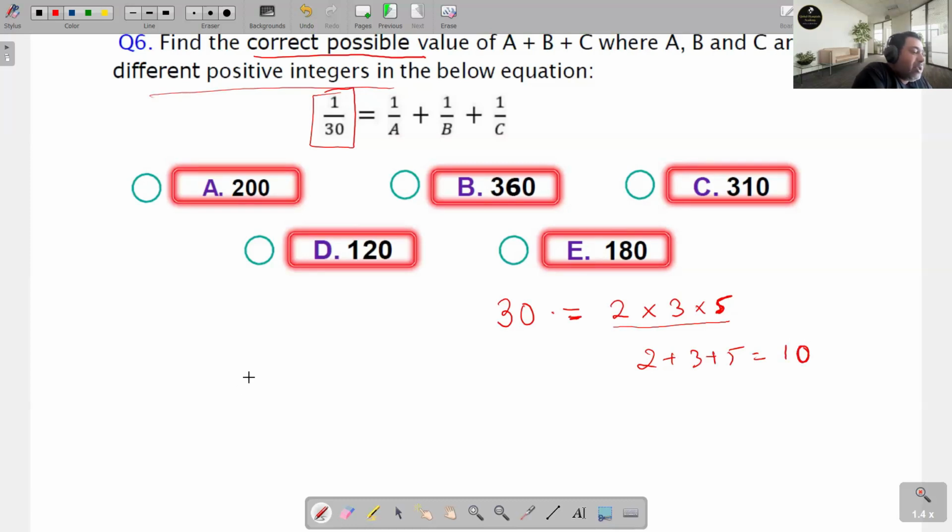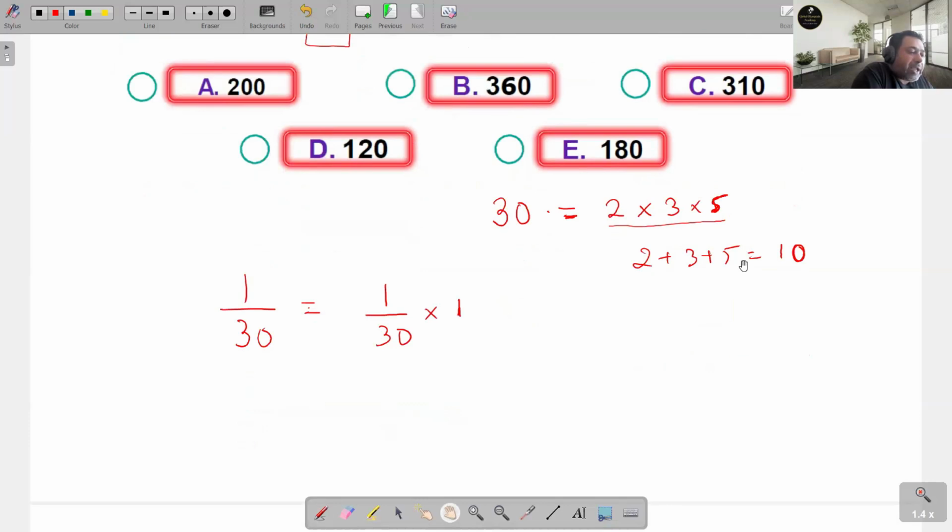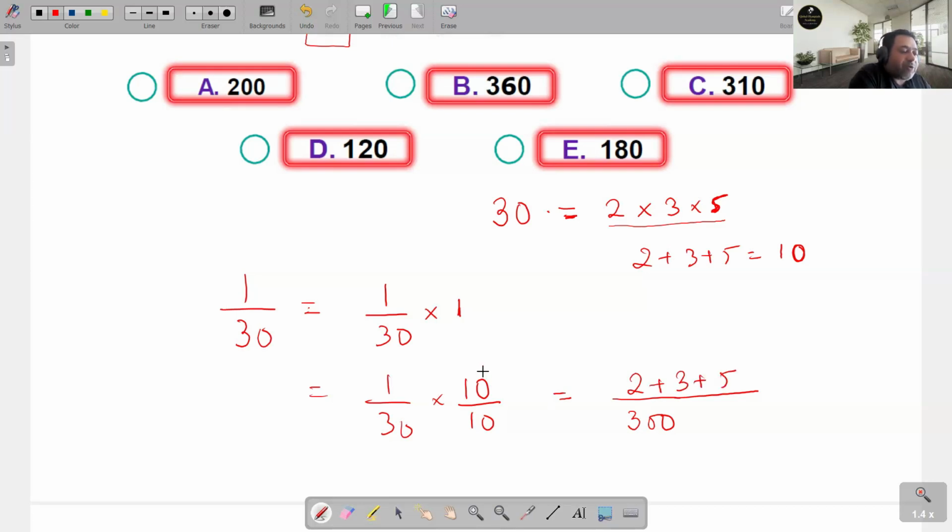And then we take 1 by 30 again and express it as multiplied by 1, and the 1 we can take as this sum, as 10 by 10. So we take the sum and divide it by itself, which is like multiplying by 1. Then the bottom part we multiply straight away, so that becomes 30 times 10, which is 300. And the top 10 we break down into the sum 2 plus 3 plus 5. The bottom 10 is getting multiplied by 30.